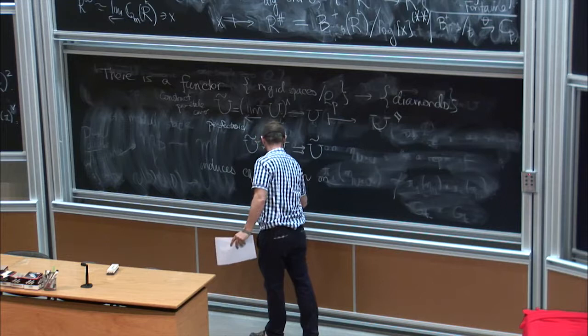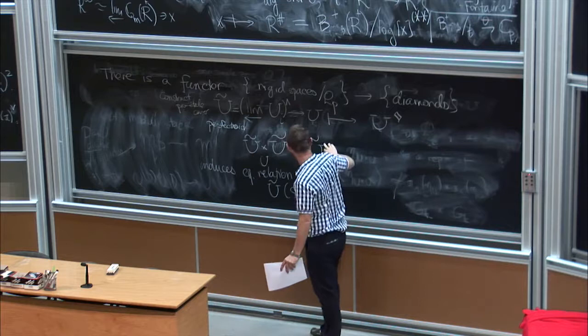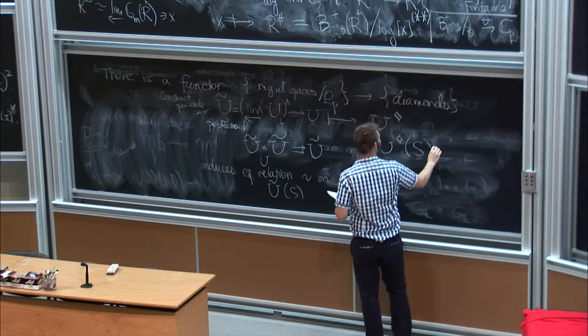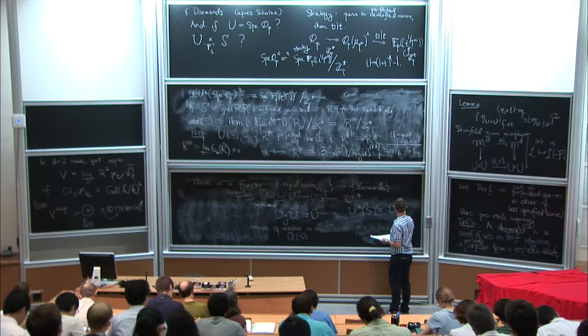On U tilde of S, where S is any object in Perf. That equivalence relation would be: the image of a point here, these two guys would be equivalent because they would map to the same point in U, right? So now what is U diamond? U diamond of S, where S is in Perf, is going to be U tilde of S, modulo whatever that equivalence relation is.